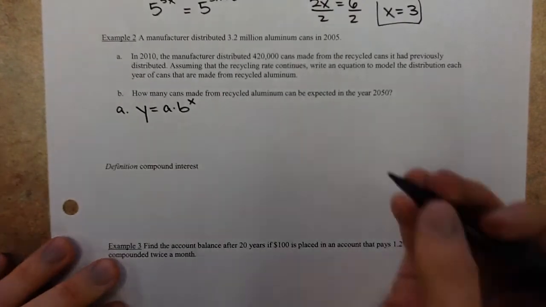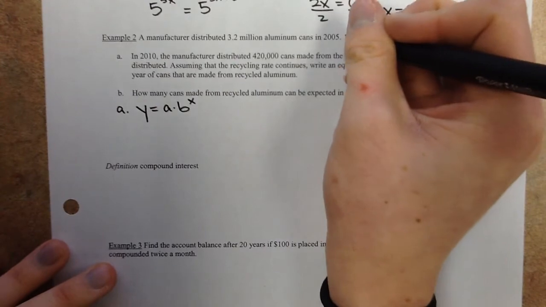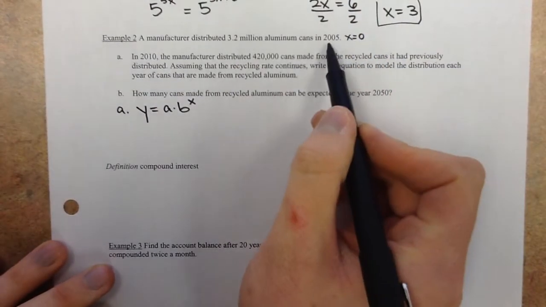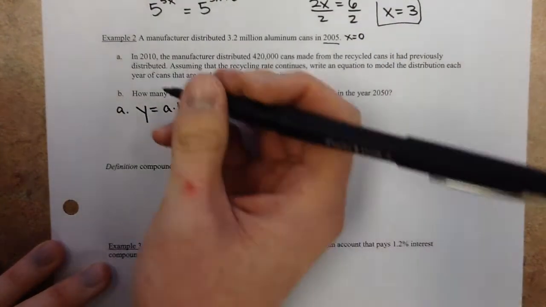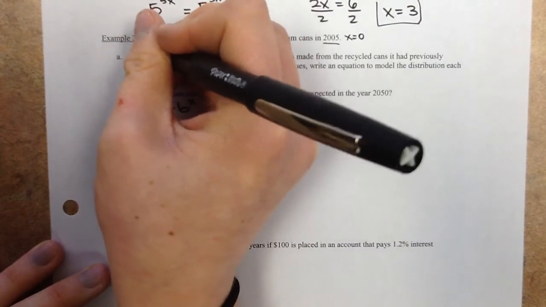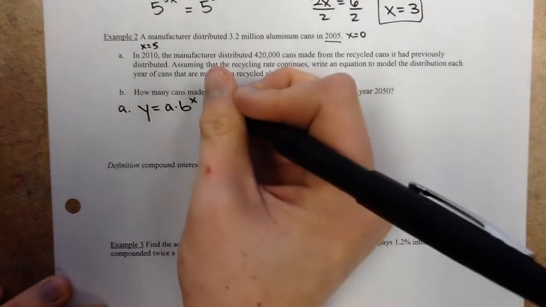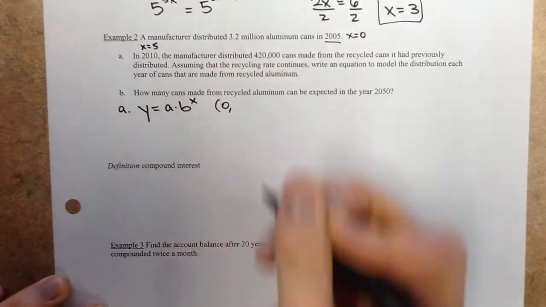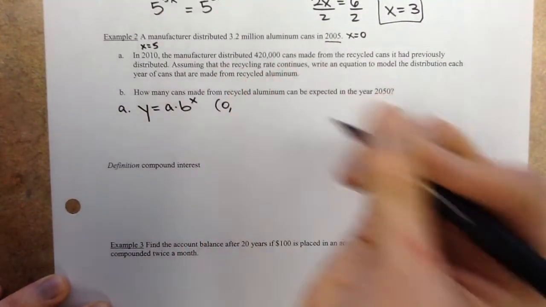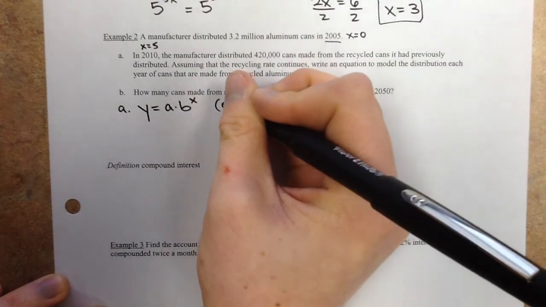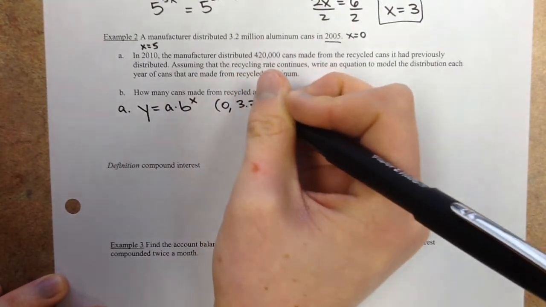So let's just consider this to be our initial, like this will be x equals 0. That'll be our starting point in 2005. And then in 2010, that's 5 years later. So we'll say that's x equals 5. So we have two ordered pairs. All right, so in year 0, there were 3.2 million cans. So 3.2 million.